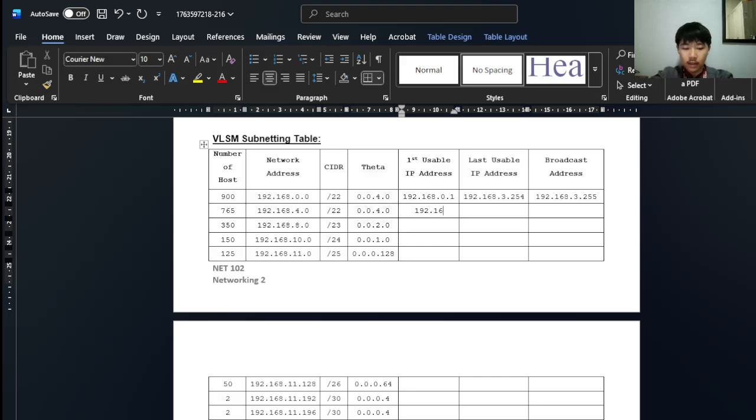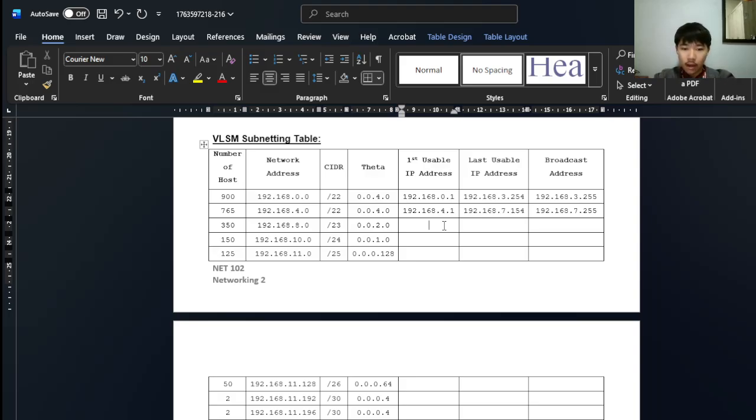192.168.4.1. The broadcast address is 192.168.7.255, so the last usable address is 192.168.7.254. Just decrease by 1.